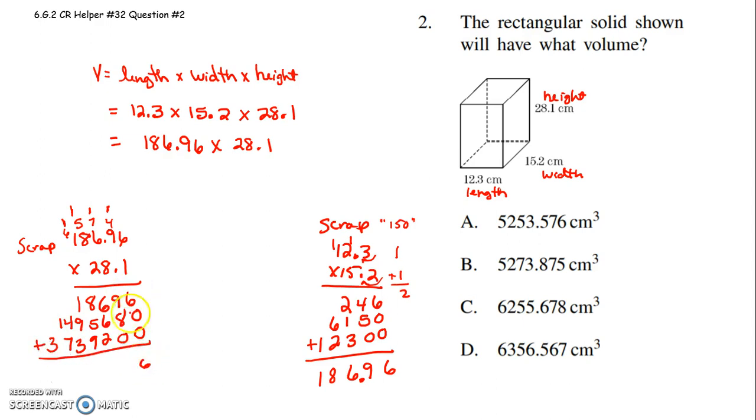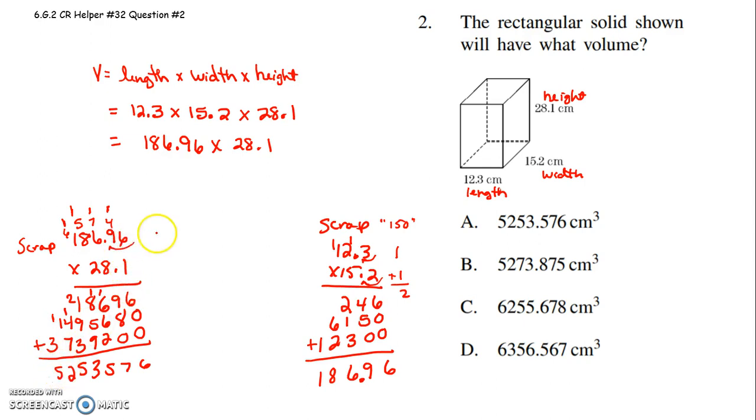Woo. 6, 9, and 8 is 17. 6 and 6 is 12, 13, 14, I believe that'll get me to 15. 8 and 1 is 9, 9 and 5 is 14, and 9 is 23, I'm feeling. 2 and 1 is 3, and 9 is 12, and 3 is 15. Put down a 5, carry a 1. 4 and 1 is 5, and 7 is 12. Put down a 2, carry a 1. 1 and 1 is 2, and 3 more is 5. Hopefully I multiplied that right.